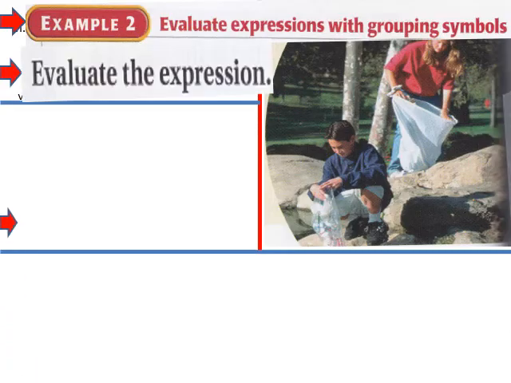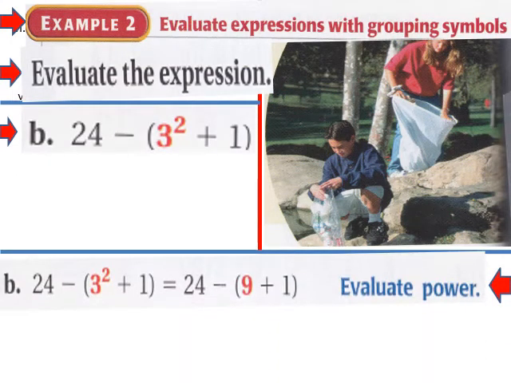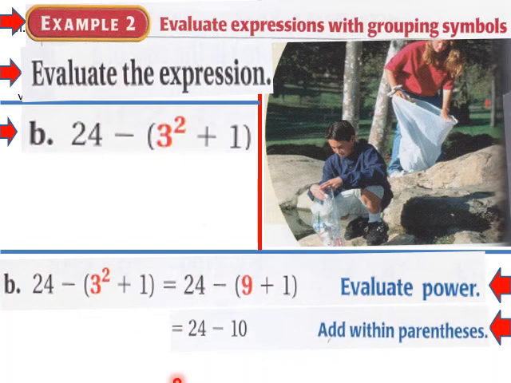Okay, example 2. Evaluate this expression. What do we do first? Again, we're inside parentheses. What has priority within the parentheses? It would be the power. So we would have 24 minus 9 plus 1. Then we have to do our addition here, 25 minus 10, and then we get our 14 from that.